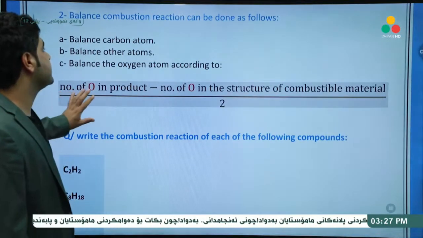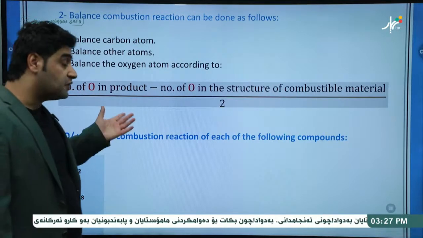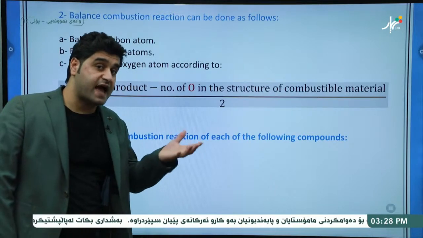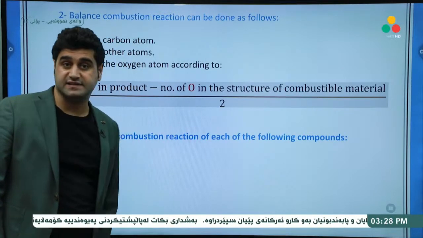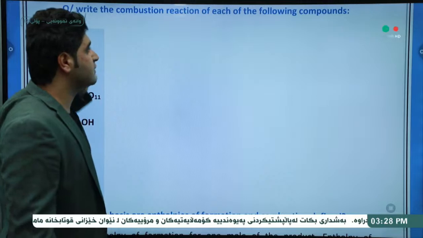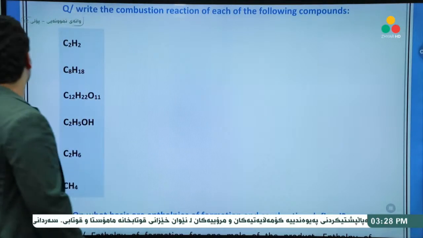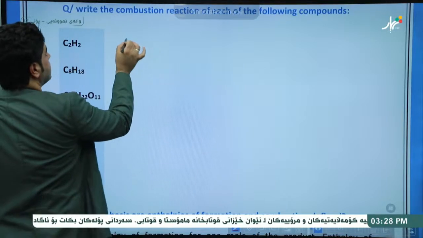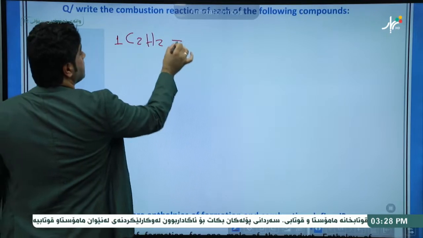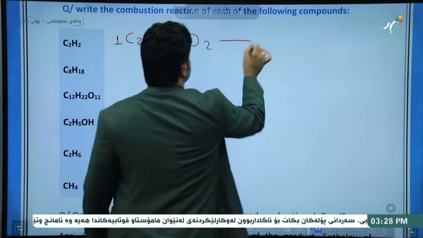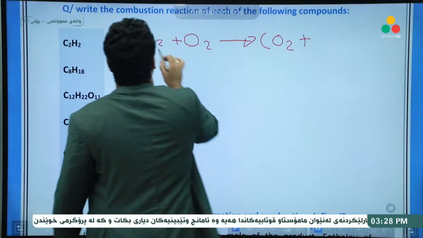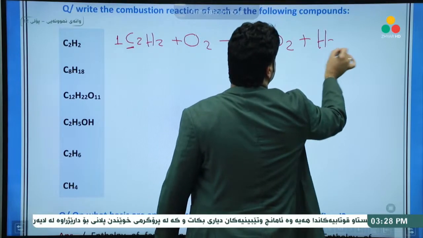Then how to write a balanced combustion reaction? Before learning how to balance, we have to learn how to write the reaction. Then we have to think about balancing the reaction. Now, write the combustion reaction for each of the following compounds. First of all, write 1 mole of the compound as the reactant. 1 mole C2H2 plus O2 will be, carbon with oxygen will be CO2 plus hydrogen with oxygen will be H2O.